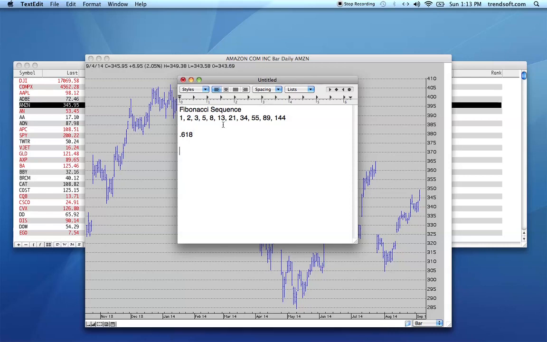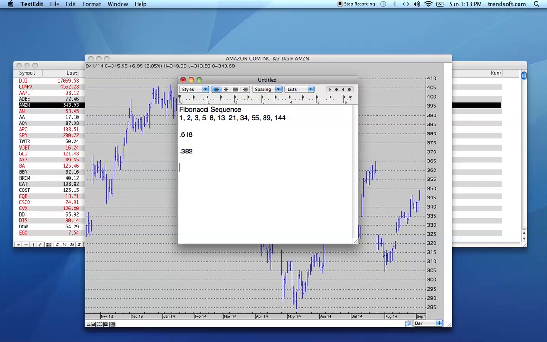A second relationship is between a number and the number 2 places higher to it. So if you take 13 and divide it by 34, or 21 and divide it by 55, or 55 and divide it by 144, you will end up with 0.382. So those were the primary Fibonacci ratios that were used for years on charts to look for retracements.